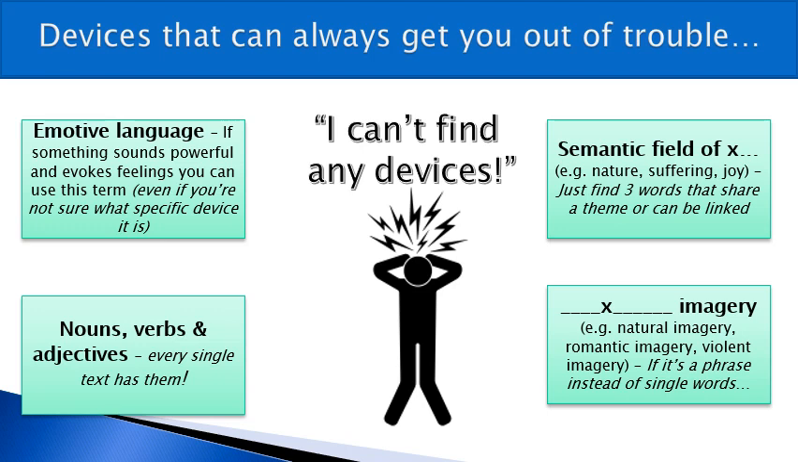So I could say semantic field of nature, semantic field of suffering, semantic field of joy, but there must be at least 3 words anywhere across the text that share that theme. Two, just about at a push, but you can't just put a full phrase in and say the semantic field.